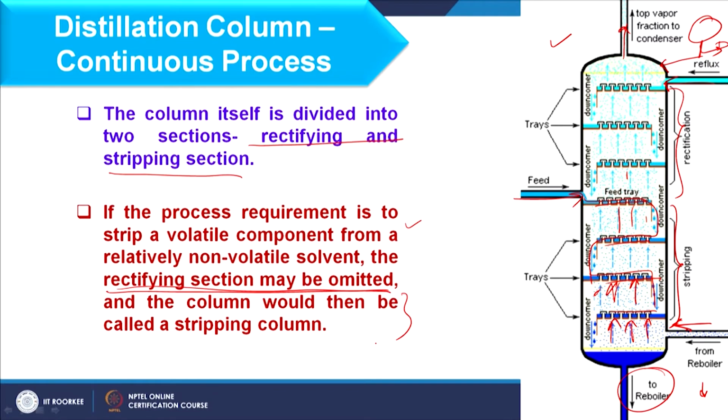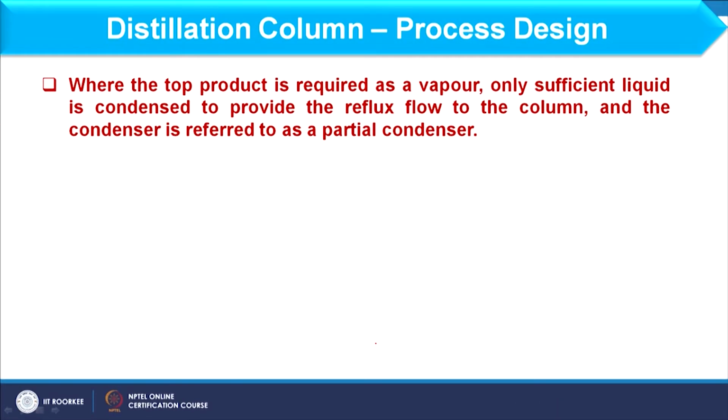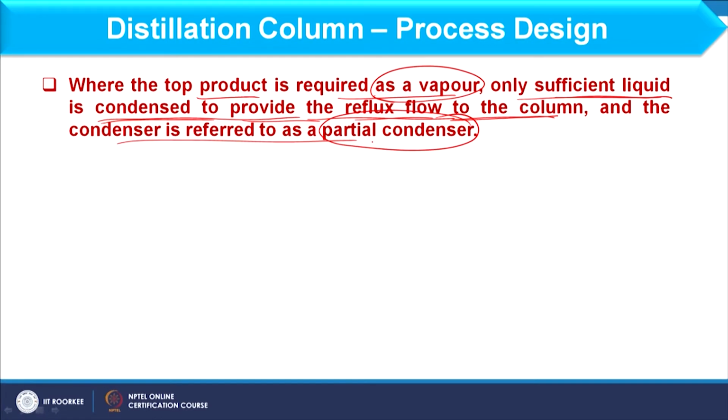So, continuous operation we can have, but usually the contact occurs batch-wise over the tray. But in this way we consider the continuous distillation column. Further, in a distillation column where the top product is required as vapor, when I am considering the distillate at the top, only sufficient liquid is condensed to provide the reflux flow to the column, and the condenser is referred to as the partial condenser. And this point we have also discussed when we were discussing condensation and design of condensers.